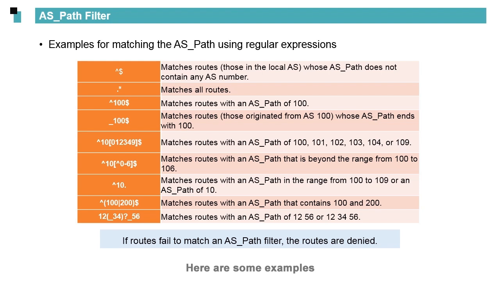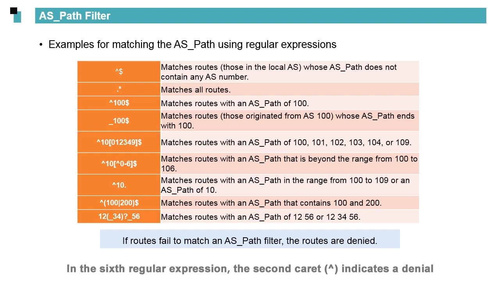Here are some examples for matching the AS path using regular expressions. The first regular expression matches the routes in the local AS, whose AS path does not contain any AS number. The second regular expression matches all routes. The third regular expression matches the AS path of 100. In the sixth regular expression, the second caret indicates a denial. If routes fail to match an AS path filter, the routes are denied.